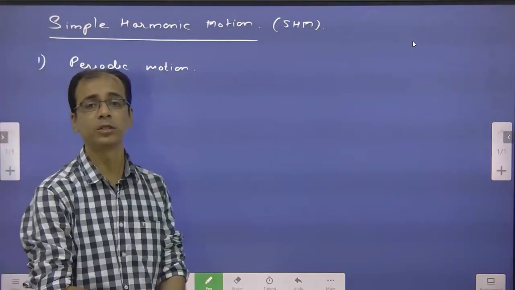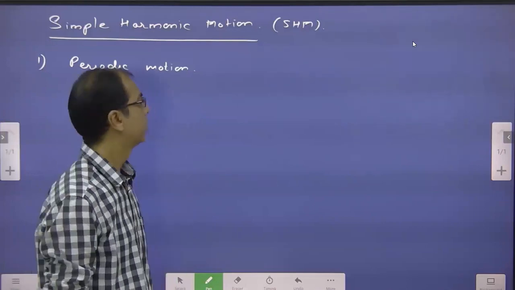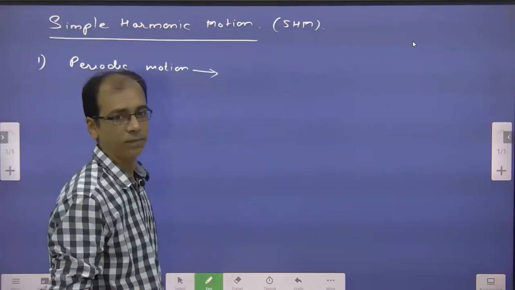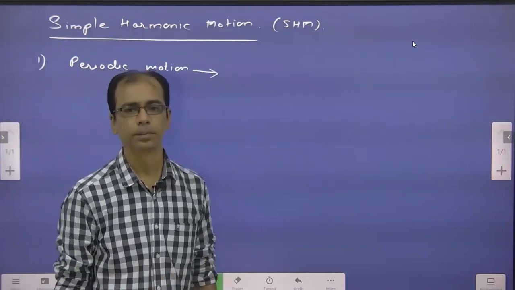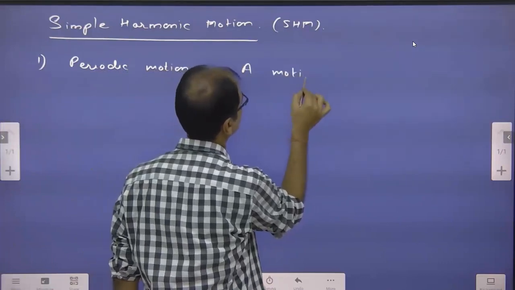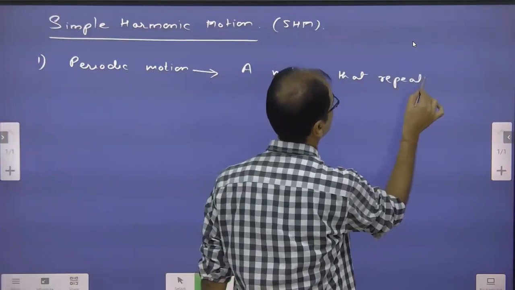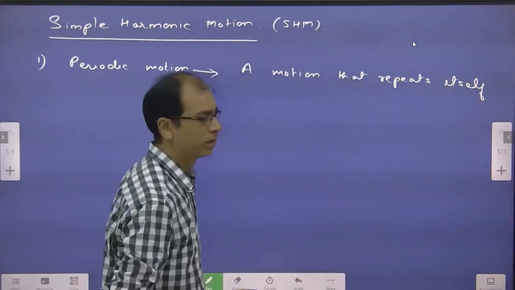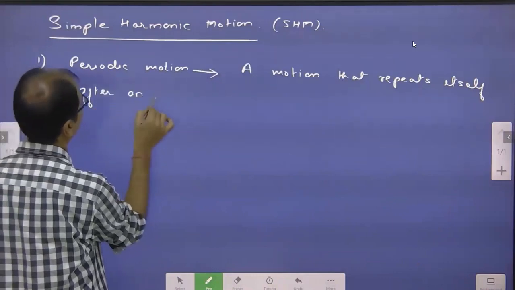And the question comes out, what is periodic motion? Periodic motion is a motion which repeats itself after a certain interval of time or after a period of time. Okay, a motion that repeats itself after an interval of time.